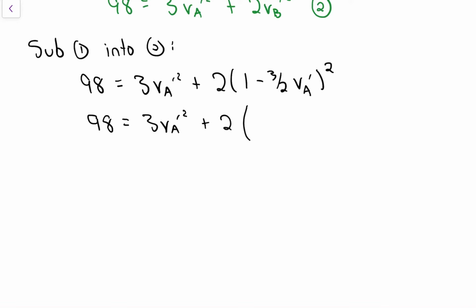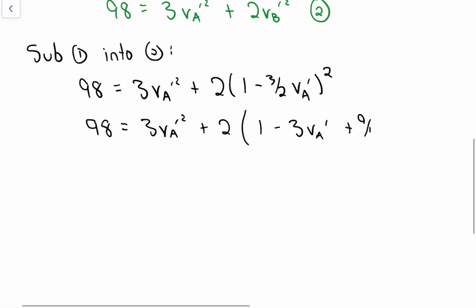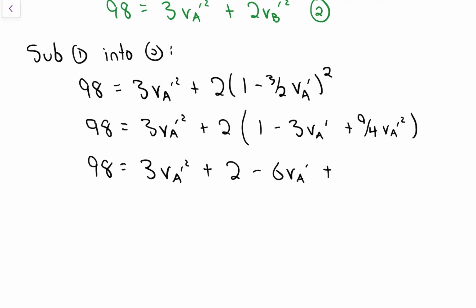Squaring a binomial means we square the first term. In this case, it's 1. Then we multiply the 2 terms together and double it. So I've got 1 times -3 over 2. Double that. That's going to turn into a -3 VA prime. And then square the last term, so it's going to flip it to positive 9 over 4 VA squared. Now I'm going to distribute the 2 into that bracket. So I get plus 2 minus 6, and then plus 9 over 2.